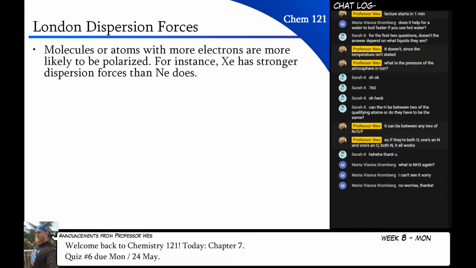So in our discussion of dispersion forces, we can look at individual atoms or entire molecules. For example, if I look at xenon versus neon, xenon atoms have lots and lots of electrons. In fact, a xenon atom has 54 electrons. A neon atom only has 10 electrons. So xenon is going to be more easily polarized, because it has more electrons, and therefore will have stronger dispersion forces.